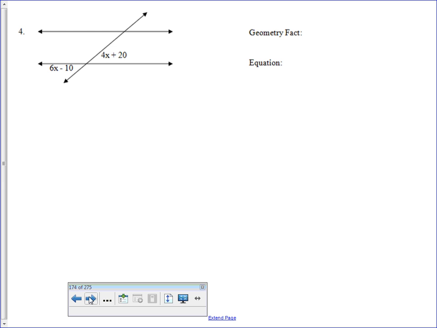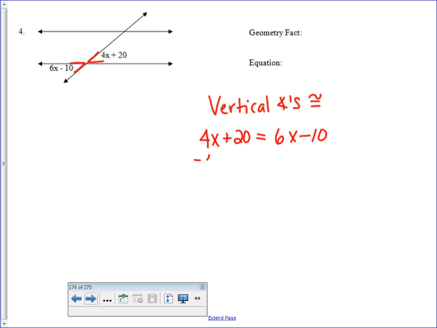When I take a look at number 4, again, you have to look for a geometry fact. And these angles are across from each other. They form what I call those V's. Vertical angles are directly across from each other, and I know with vertical angles, they too are congruent. So my geometry fact, 4x plus 20 is going to equal 6x minus 10.